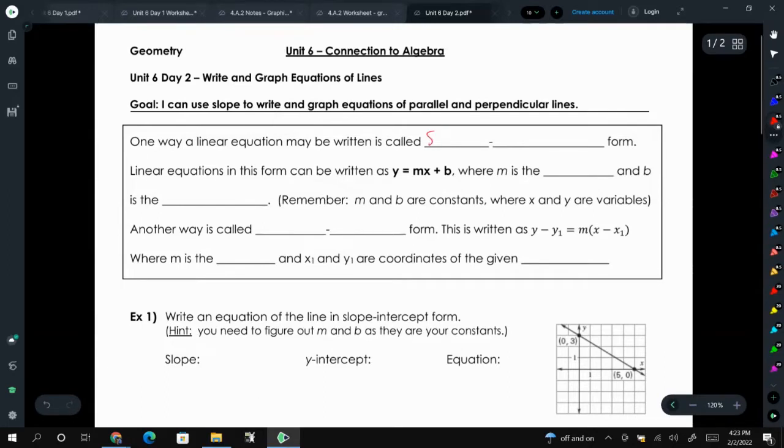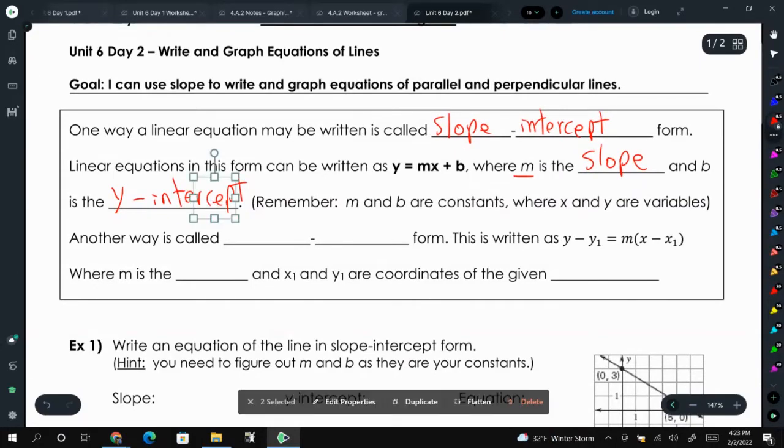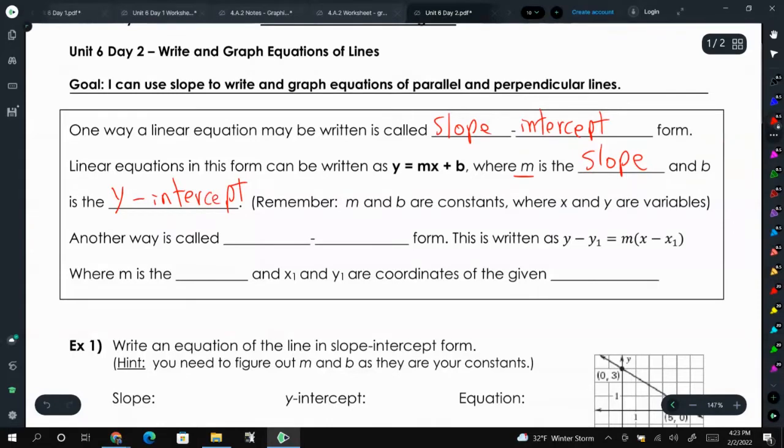Slope-intercept form is useful when you have the slope, which m is for, and b is the y-intercept. That's why they call it slope-intercept form. You have your slope and you have your y-intercept. Now, in some instances, you're not given the y-intercept. Instead, you're given a point and a slope.